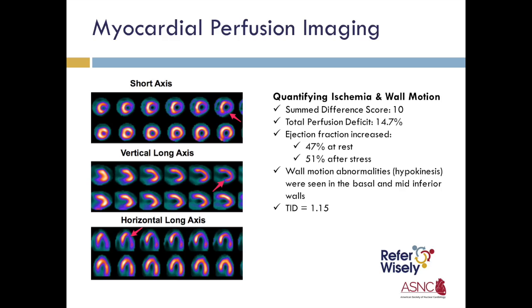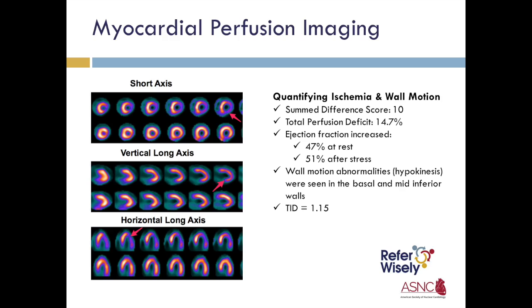And when we look at the perfusion difference, we can look at it quantitatively in several ways. One is what's called the sum difference score, which is a quantitative way of looking at the difference in perfusion between the stress and the rest, and a sum difference score of 10 being a large amount of ischemia. The second is a total perfusion deficit, which is a more quantitative assessment of a comparison of the images, again with a severe amount of ischemia.